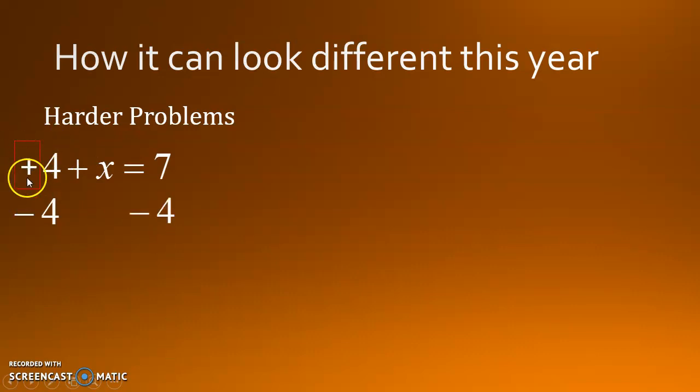I don't need you to write this in, but you need to be aware that when there's nothing written, the sign is positive, and you're going to do the opposite. Positive 4 minus 4 is 0. That's how we cancel out in addition and subtraction. Then I do the same thing to the other side, bring everything down, and we get x equals 3.